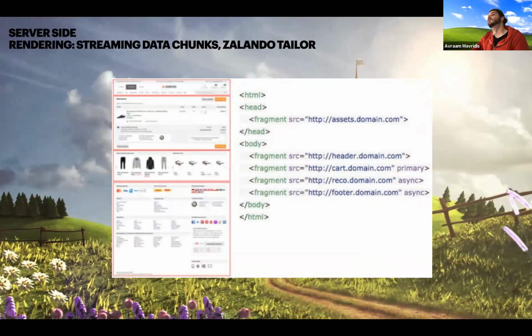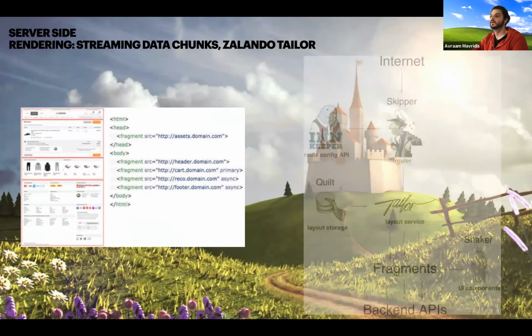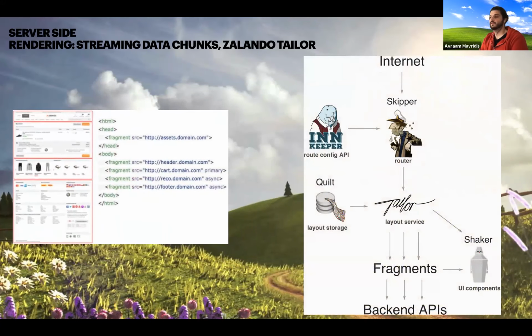Another way to do it is what Zalando did. Zalando has different teams even for footer and header, and basically they had a project called Mosaic, and one component of this project was a node package called Tailor. So the teams defined in the markup the fragments, and then Tailor is a service responsible for going and taking all these fragments, and they can take them in parallel, that's the cool thing, and start streaming the data to the browser.